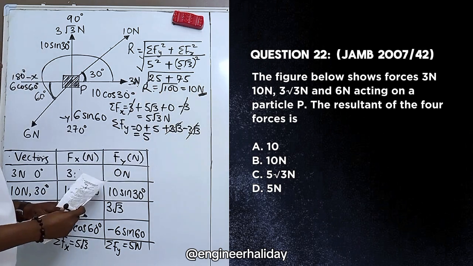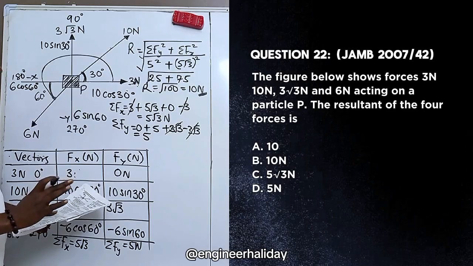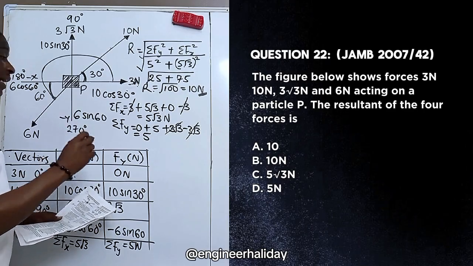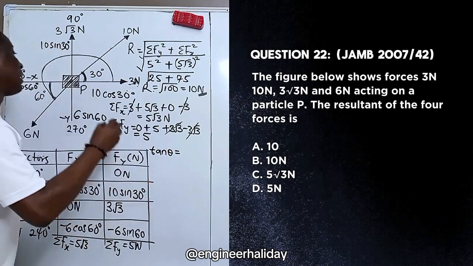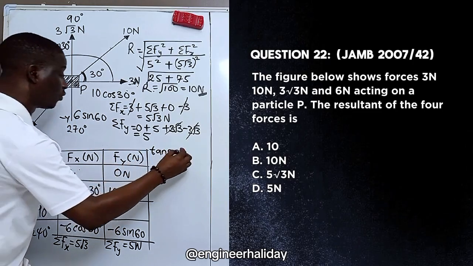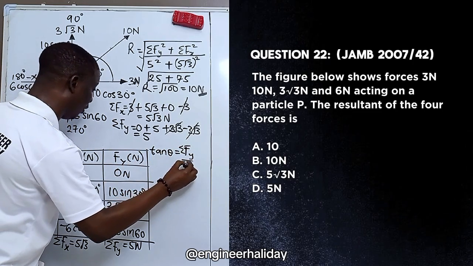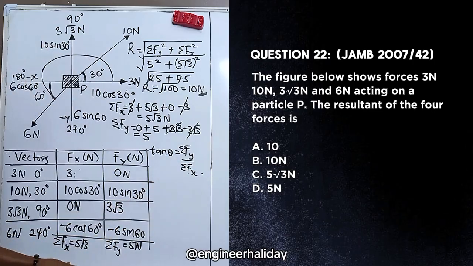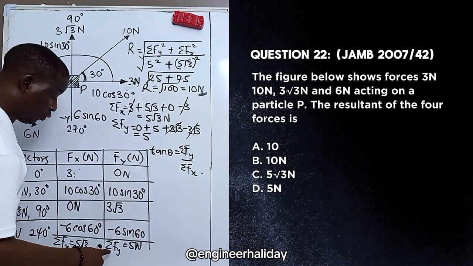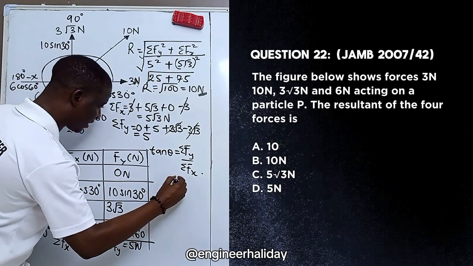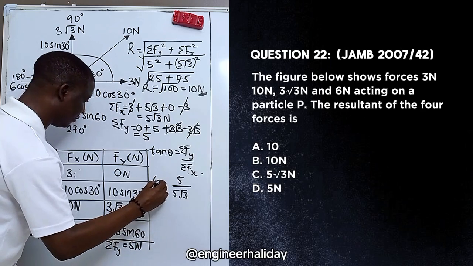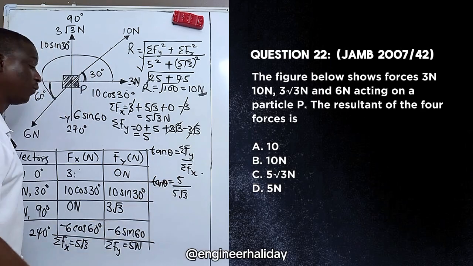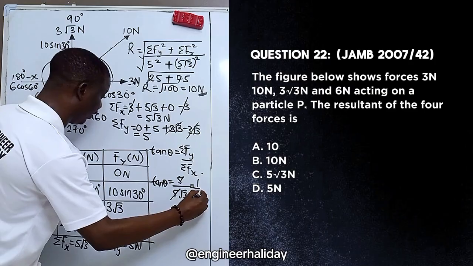But if they ask you for direction, don't forget that to find direction, you also use tan theta is equal to summation Fy over summation Fx. That's what I want to use for direction, which is very easy. So what you're going to do is find Fy is 5, Fx is 5 root 3. So tan theta is equal to 5 over 5 root 3. This will cancel, and I would have 1 over root 3.